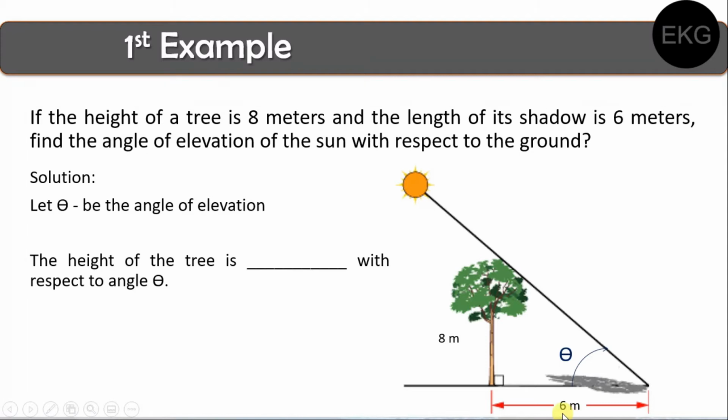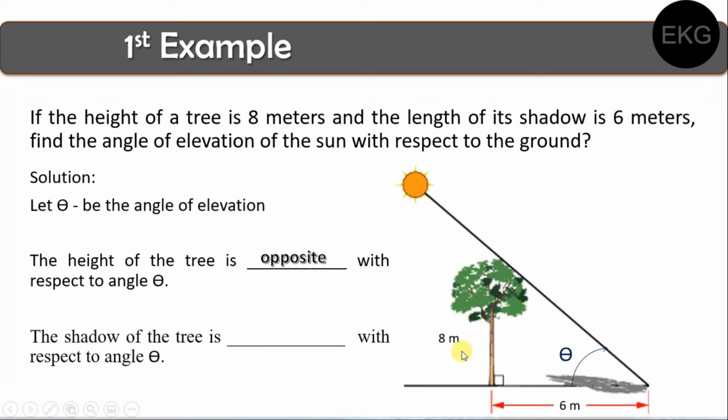Okay? So if you have understood our previous lesson, the answer should be, it's the opposite side. Since this is theta, ang katapat niya is yung 8 meters. Second one is, the shadow of the tree is blank with respect to angle theta. Itong shadow na to, itong 6 meters na to, ano yung relationship niya with regards to this angle?